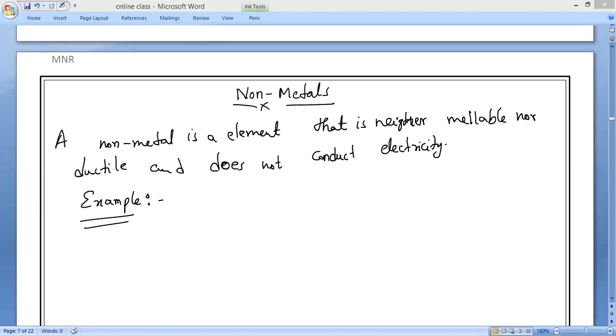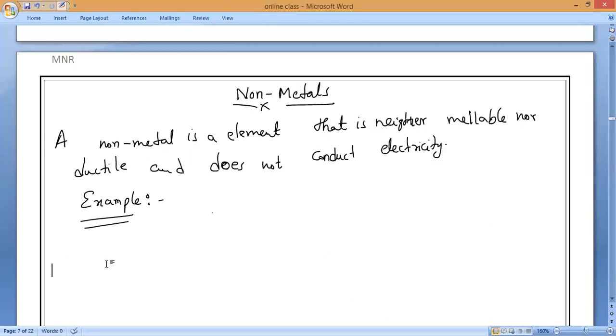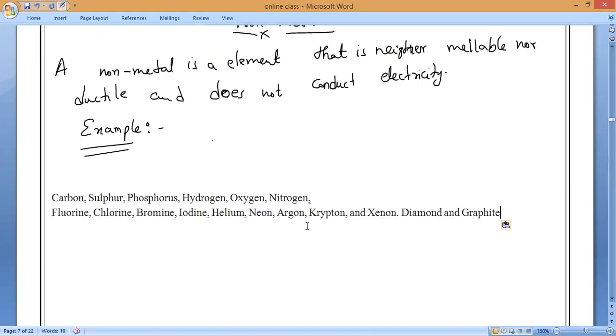Understanding? So we have very few non-metals in our periodic table. But including diamond and graphite, we can also consider them as non-metals, but they have a specialty. They are called as something. What is that called? They are allotropes of carbon. They are allotropes of what? Carbon.